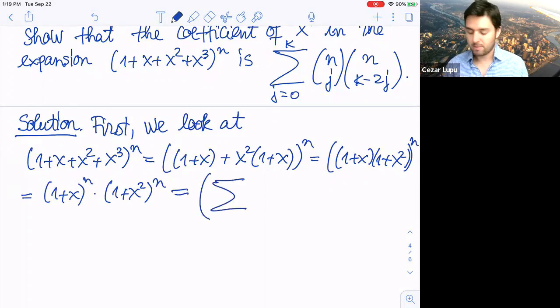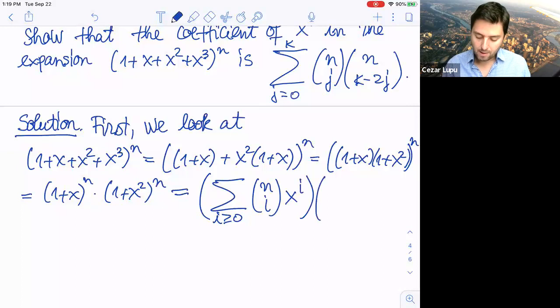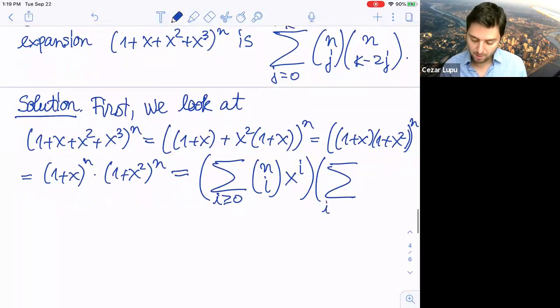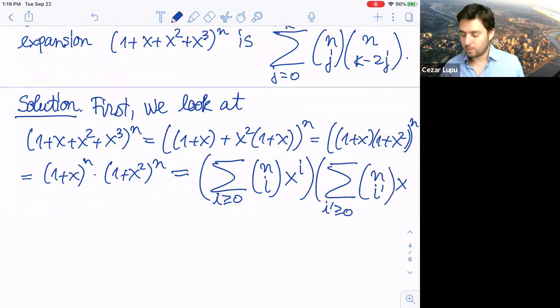So the first one will be, let's use this index i. It will be the sum over all i of n choose i, x to the i. And for the second one, let's choose i prime. j will not be a good choice. Let's put the sum over all i prime of n choose i prime, x to the power, well, wait, let's be careful here. This is 2i prime, right? Because it's squared there, so this will be x to the power 2i prime, right? By the binomial formula.